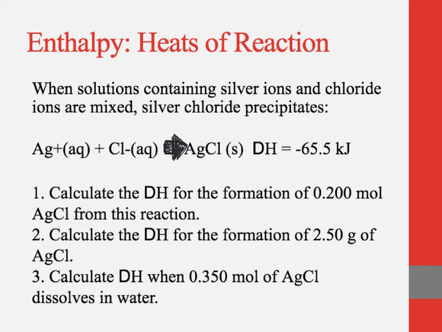Okay, last slide. When solutions containing silver ions and chloride ions are mixed, silver chloride precipitates. Your delta H is negative 65.5 kilojoules. So they want us to do three things here. They want us to calculate the delta H for the formation of 0.2 moles of silver chloride from this reaction. Well, obviously you know 1 mole releases 65.5 kilojoules. So 0.2 moles is going to be considerably less. Okay? So that's the intuitive portion of it.